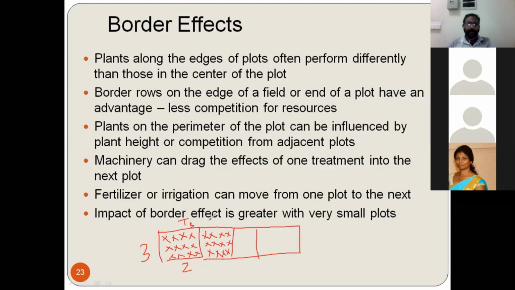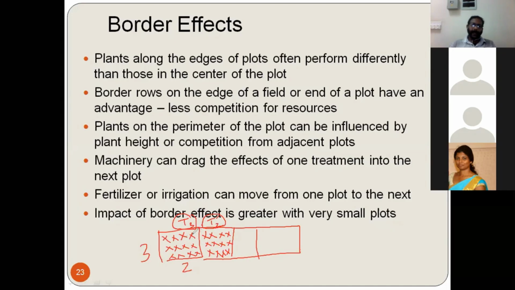What is T3? T3 is organic fertilizer with 50% inorganic. T2 is organic plus 25% inorganic. Good. Now what is the problem here? Because this is T3 and this is T2. If you design it like this, what is the problem here?